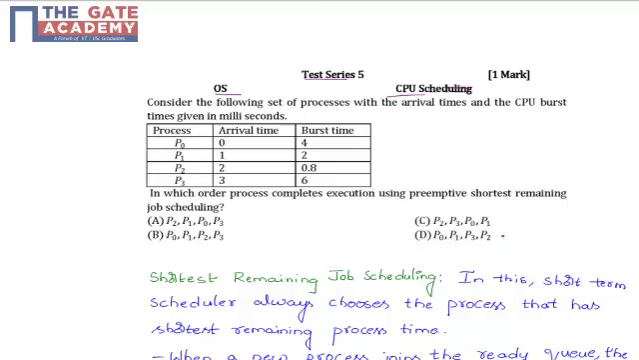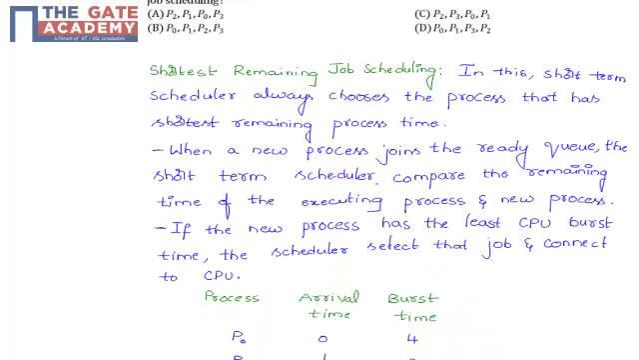Before going to solve this problem, we have to know what is meant by shortest remaining job scheduling. In this, the short-term scheduler always chooses the process that has the shortest remaining process time. When a new process joins the ready queue, the short-term scheduler compares the remaining time of the executing process and the new process. If the new process has the least CPU burst time, the scheduler selects that job and connects it to the CPU. Otherwise, it will continue the old process itself.